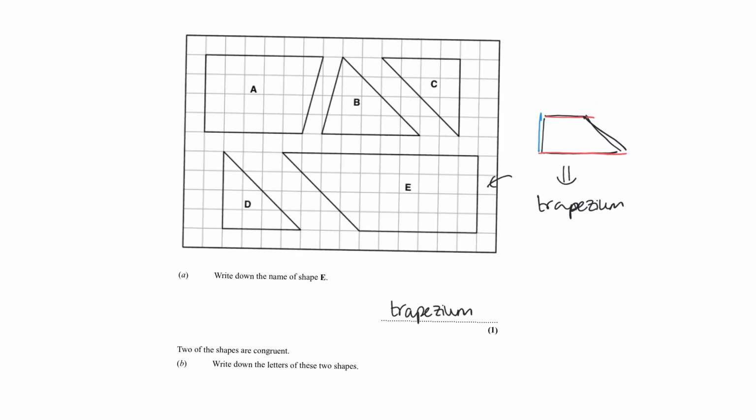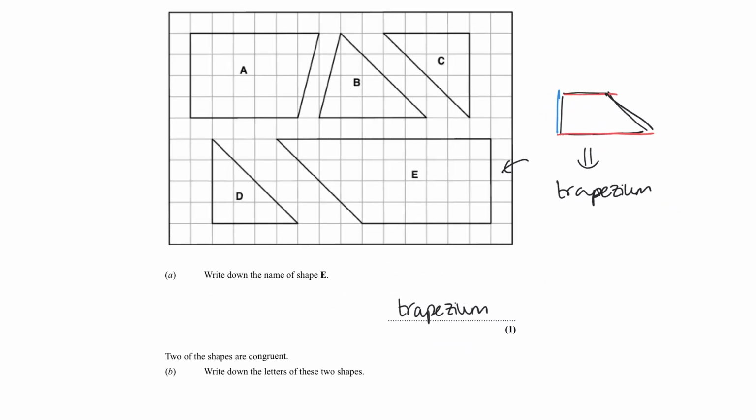Okay, and then for part B, it goes on to say that two of the shapes are congruent. Write down the letters of these two shapes. So congruent means the same. So we need to find the two shapes that are the same. Well, let's have a look. We can see that A is also a trapezium, but A's trapezium doesn't really look like E's trapezium. Their lengths are slightly different. For instance, here, A's parallel lines, one of them is 6 boxes, and here it's 5 boxes, whereas E's, they're definitely bigger. One of them is 6, but then this one is definitely more than 5.